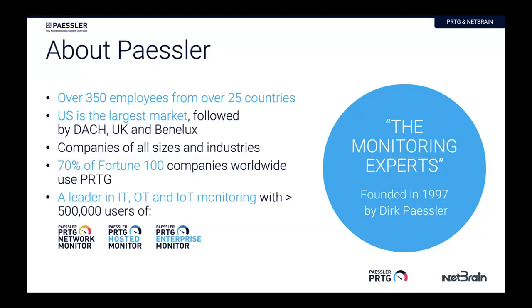That gives us a very comfortable position: 70% of Fortune 100 companies worldwide are using PRTG, and the sign for it is over 500,000 users of PRTG Network Monitor, the hosted monitoring solution, and the enterprise version of monitoring. The company was founded a little bit earlier than NetBrain, in 1997 by Dick Paessler, and that gives you the idea where our name is coming from.